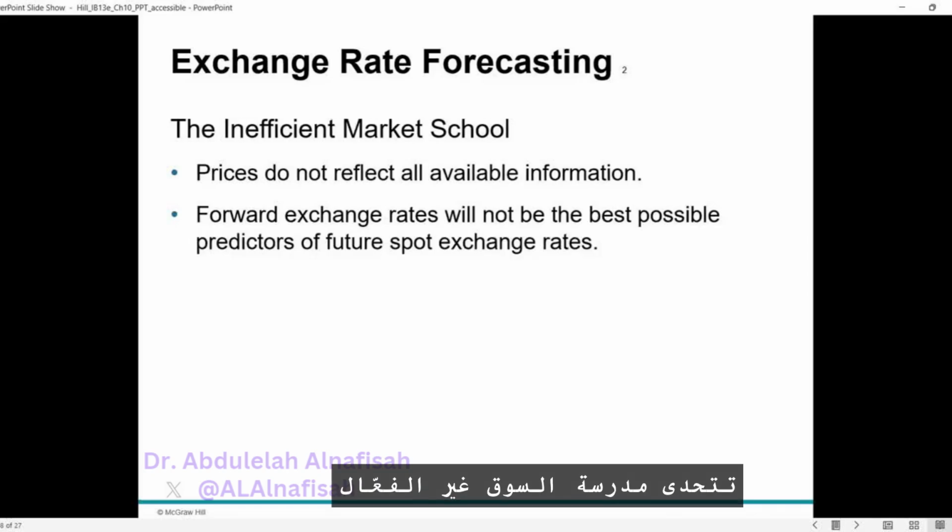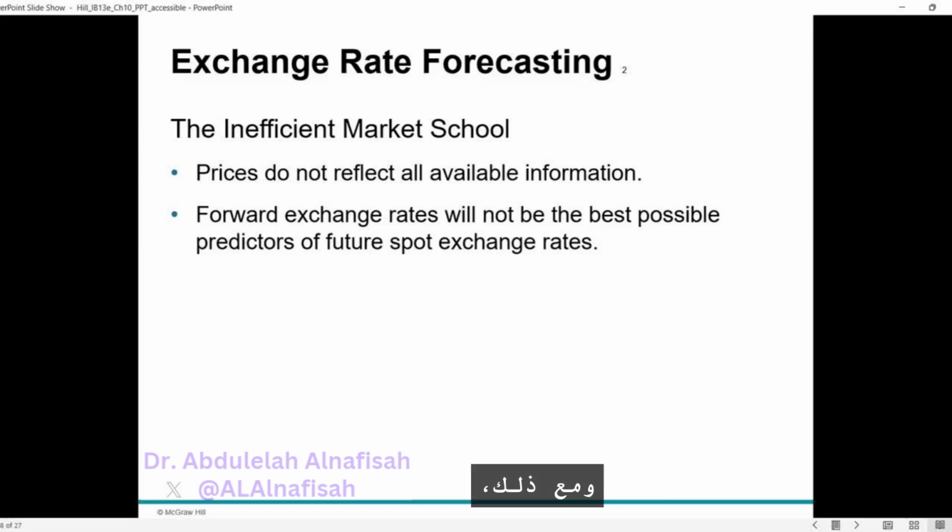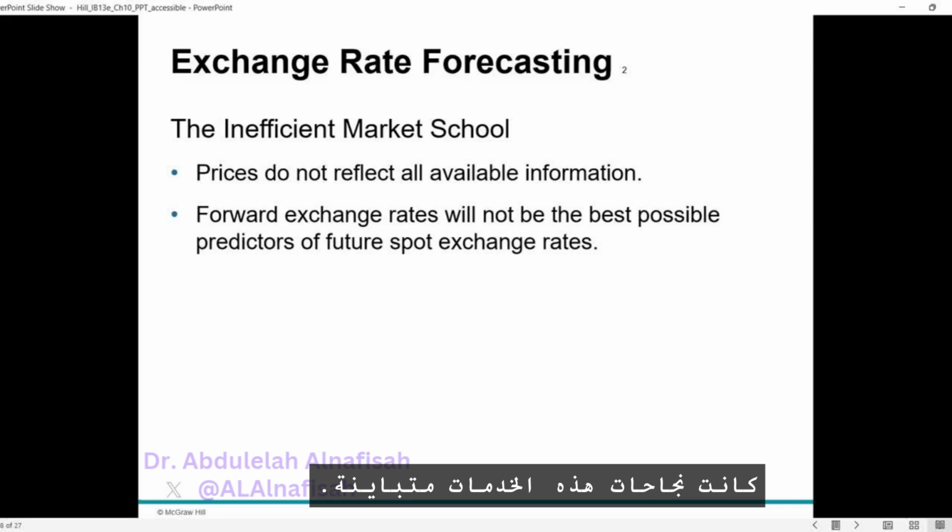The inefficient market school challenges the efficient market hypothesis, arguing that forward exchange rates may not fully reflect all available information, making them unreliable predictors of future spot rates. In an inefficient market, investing in forecasting services could be beneficial, as professional forecasts might offer better accuracy. However, the success of these services has been mixed.